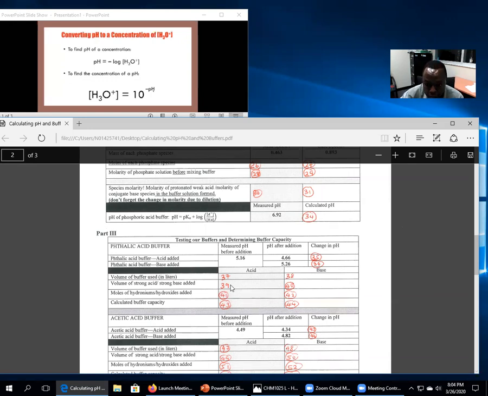The pH, number of moles of hydroxide added, change in pH. So if this is the pH after addition, change in pH, 25, 35. To find the number of moles of hydroxide added, number of moles, to see the change.